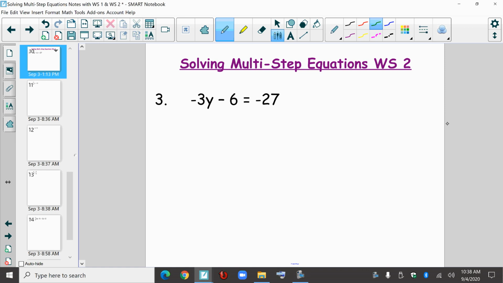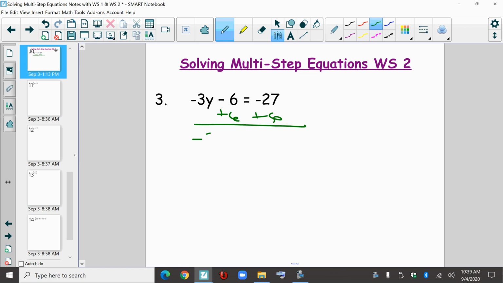Okay, we're going to continue on with solving multi-step equations, doing worksheet number 2. So number 3 is the very first thing that we're going to talk about. We're solving for the letter y. The negative 3 and the negative 6 are attached to the y. Which one do I get rid of first? Well, that's going to be the minus 6. So the opposite of minus is going to be positive 6 to both sides.